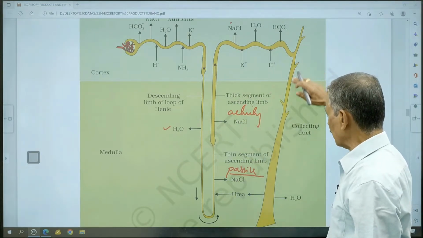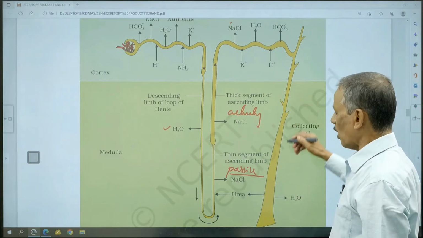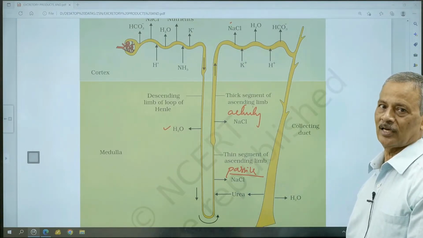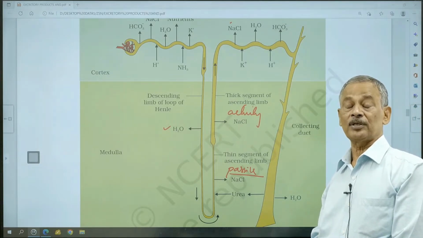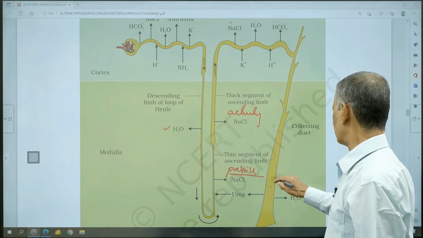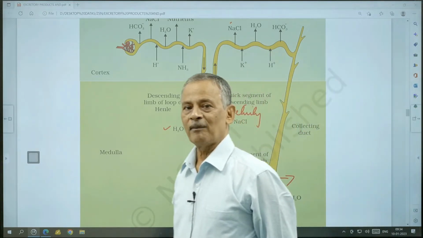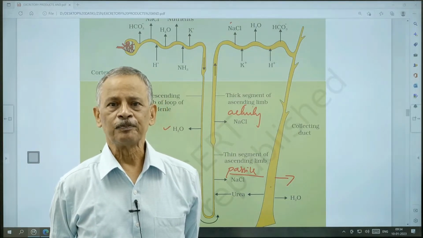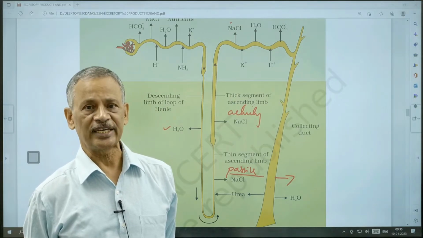CT is passing deep into the medulla. This is the cortex, this is the medulla, and its walls are made up of cuboidal cells and are permeable to water. There are some cells which are highly permeable to water. So because of that, water escapes. As water is escaping, the urine becomes concentrated. It is the CT that makes the final urine, which is highly concentrated.